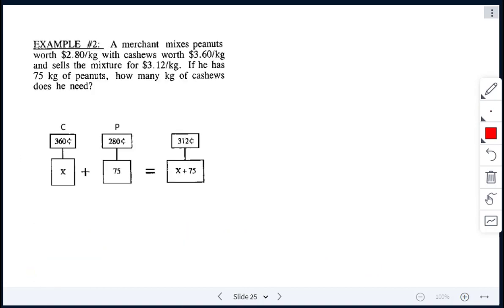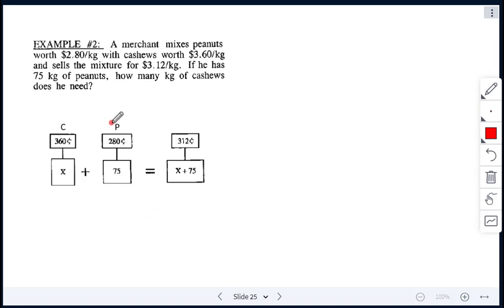Okay, so our next example, we have a merchant mixes peanuts, which are worth $2.80 a kilo. We've just used 280 cents. And then we have cashews that are worth $3.60 a kilo, so 360 cents. I've got the C there for cashews, P there for peanuts. And he wants to sell the mixture for $3.12 a kilo, so 312 cents. So we know here that he has 75 kilograms of peanuts. So we've put the 75 here. How many kilograms of cashews does he need?